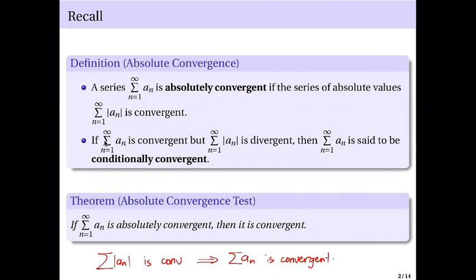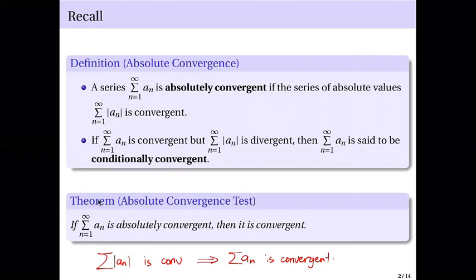Now, if the series a_n is convergent, but the series |a_n| is divergent, then we say that the series a_n is conditionally convergent. So there are possibilities where the original series is convergent, but if you put absolute values on the terms, the new series will be divergent. So those series are said to be conditionally convergent.